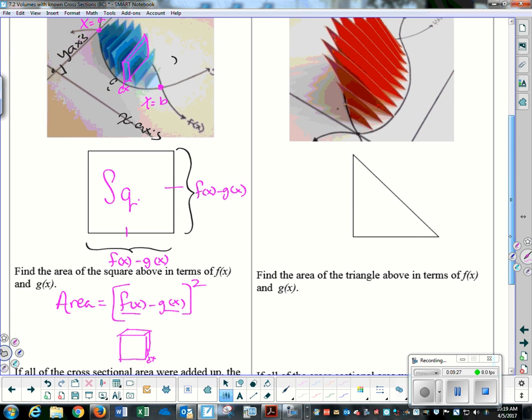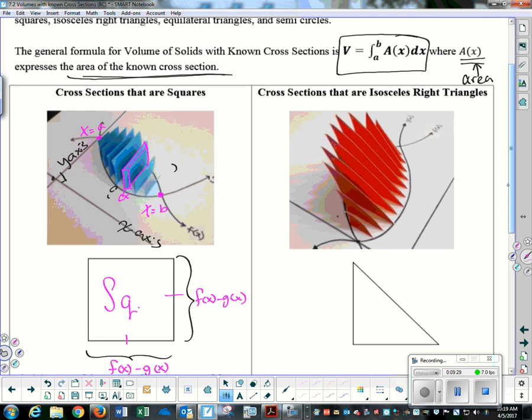Next, we're moving on to an isosceles right triangle. We know what the word isosceles means. It means that two sides of the triangle are the same, and it will be the two legs since we're talking about a right triangle. So the two legs will be congruent. The hypotenuse, of course, will be longer.